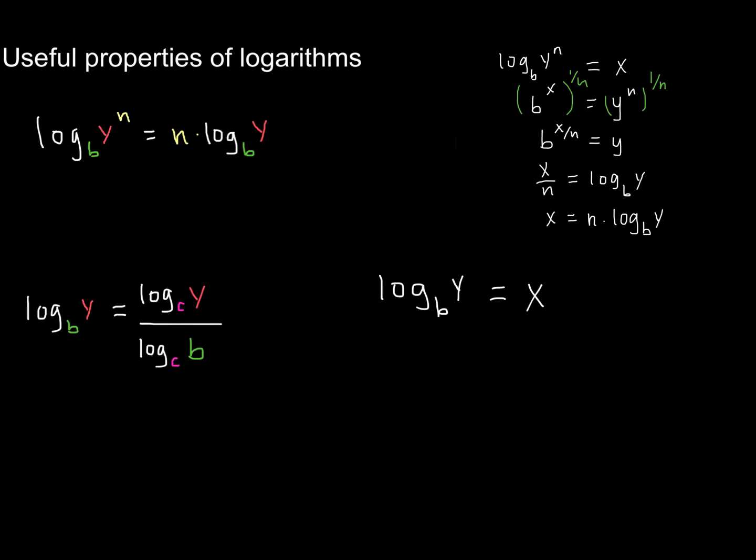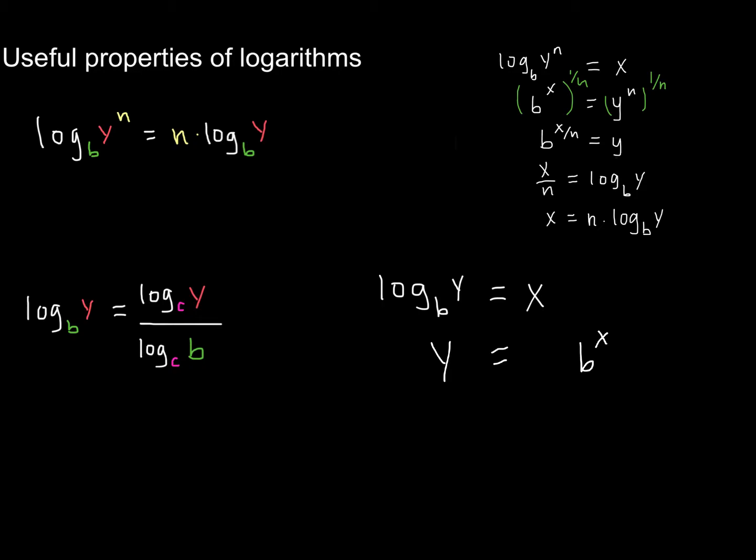Okay, now by the basic property of logarithms, we can rewrite this equation in exponential form because b to the power of x will equal y. And we have y is equal to b to the x.